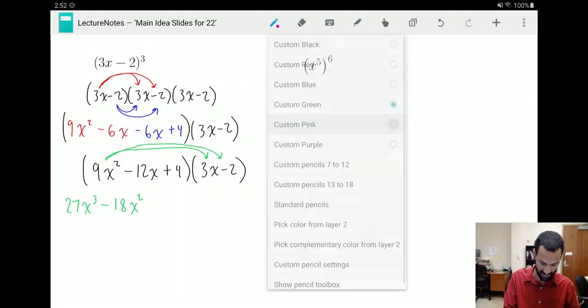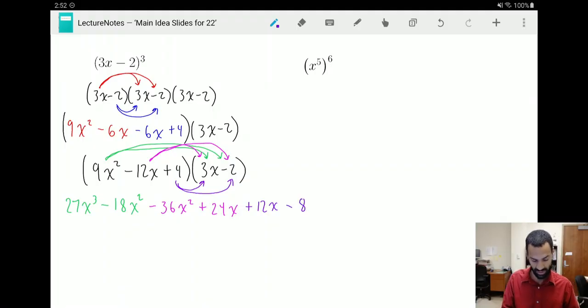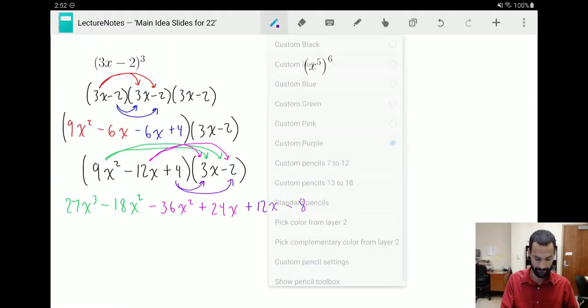Okay, now the negative 12x. Negative 12x times 3x is negative 36x squared. Negative 12x times negative 2 is a positive 24x. And then finally, 4 times 3x is 12x. And 4 times negative 2 is negative 8. Okay, so I have these 6 terms now that I need to see if I can combine any of them.